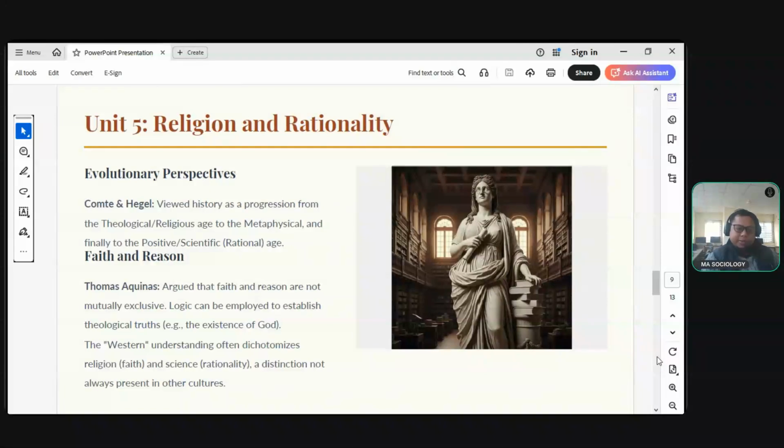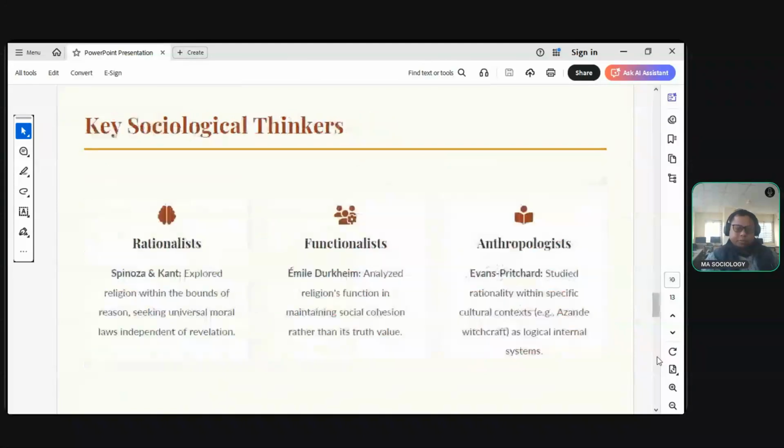how it has come into the scientific stage. Thomas Aquinas argues about faith and how it establishes truth. The key social thinkers, like the rationalists and functional anthropologists, have also argued. Spinoza and Kant try to explore religion within the bounds of reason, seeking universal moral laws independent of revelation. Functionalists analyze religion's function in maintaining social cohesion rather than its truth value. Anthropologists like Evans-Pritchard studied rationality within specific cultural contexts, for example Azande witchcraft as a logical internal system. So that is how we understand the various key sociological thinkers: the rationalists, the functionalists, and the anthropologists.